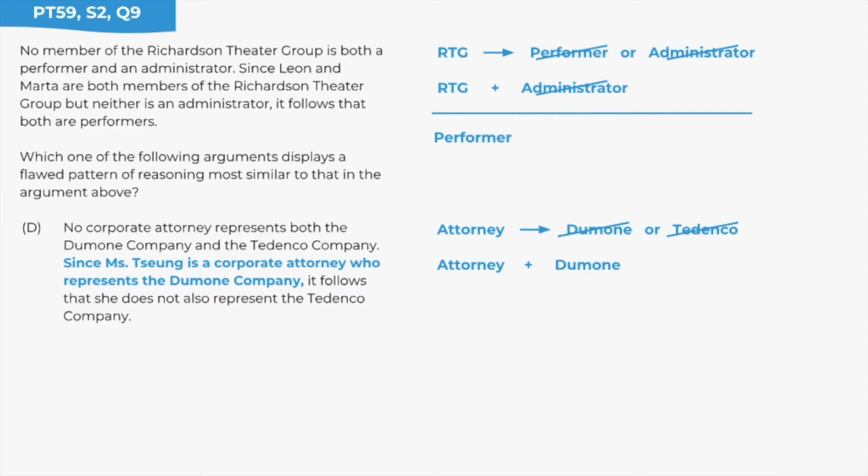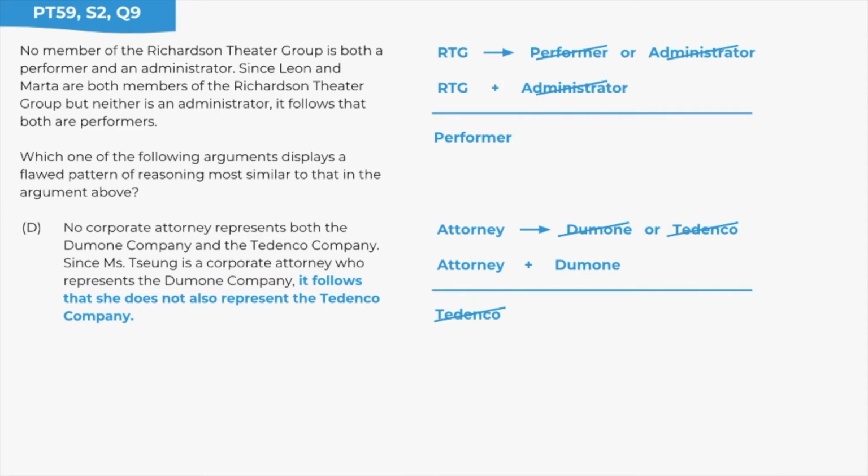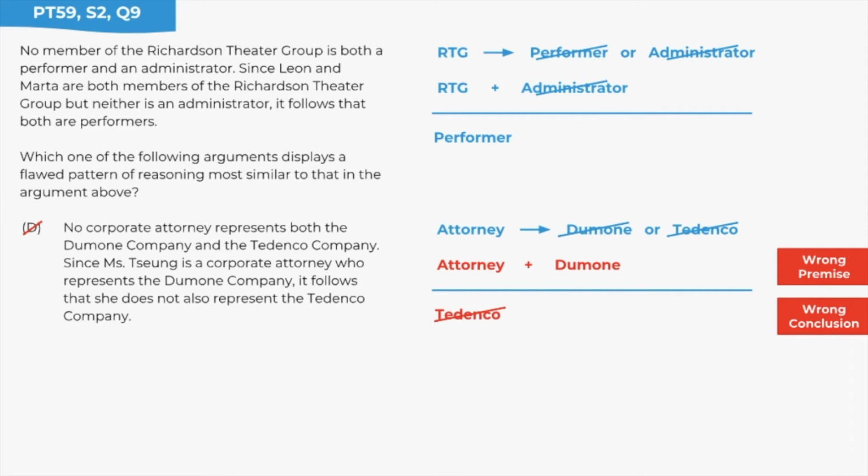So if the conclusion goes on to say that Ms. Tsung does not represent the Tedesco company, then this would actually be a valid argument. And that's exactly what this argument concludes. So while the first statement is perfectly fine, the second premise is not fine because it does not meet one of the outcomes in the or statement. And then secondarily, it's got the wrong conclusion, right? Because they're reaching the conclusion that one of those two things in the outcome are true, as opposed to reaching that one of those two things in the outcome is not true. And then finally, it's got the wrong validity. This argument is a valid argument, while the argument in the stimulus is an invalid argument.